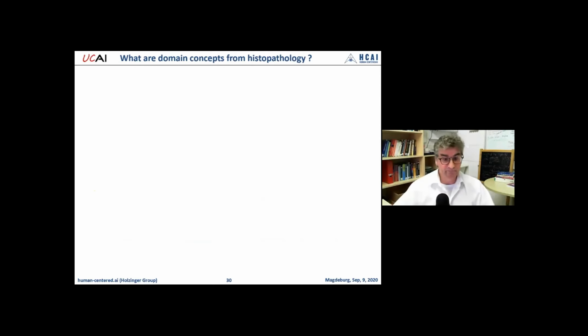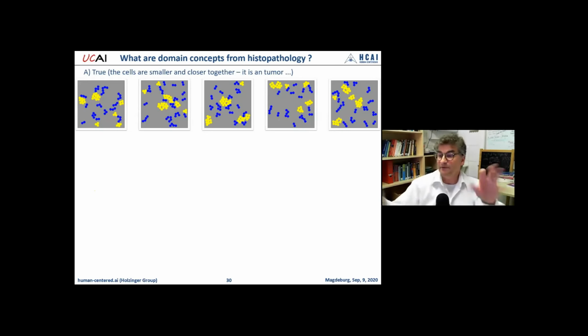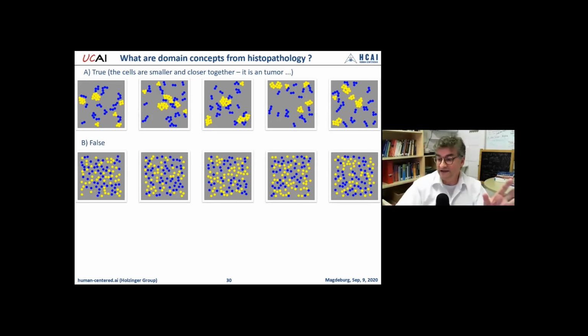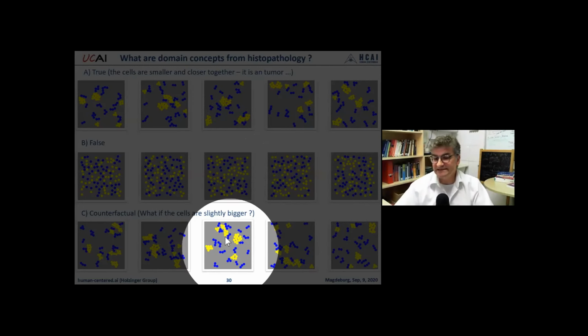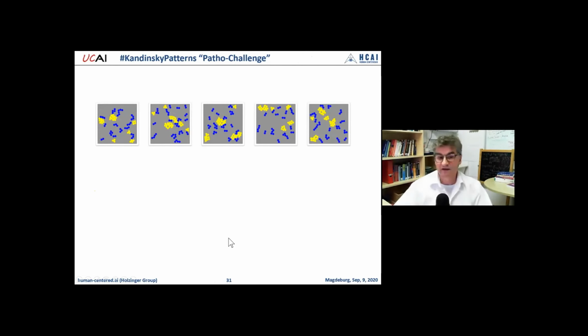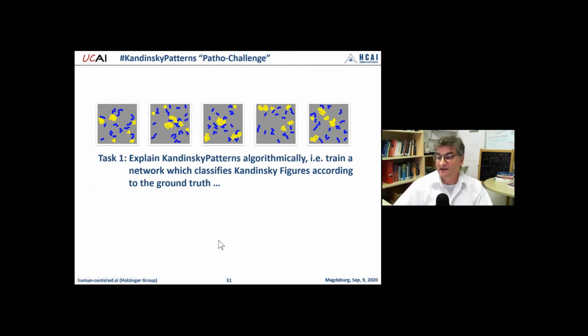Within our Kandinsky pattern experimental environment, we can build such concepts along with the ground truth. For example, here, a true statement: the cells are smaller, closer together, it's a tumor. Or a false statement, here a completely random pattern, or a counterfactual: what if the cells are slightly bigger, for example? Currently we are running a machine learning challenge where we challenge the AI community. For example, task 1: explain Kandinsky patterns algorithmically. For example, train a network which classifies such Kandinsky figures according to the ground truth.